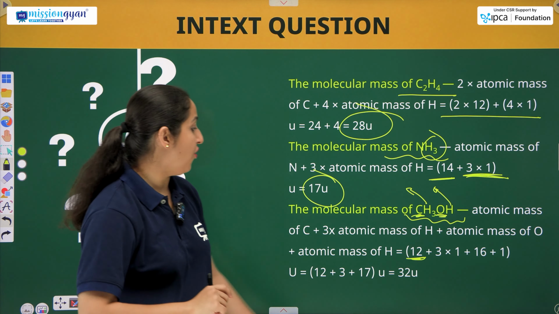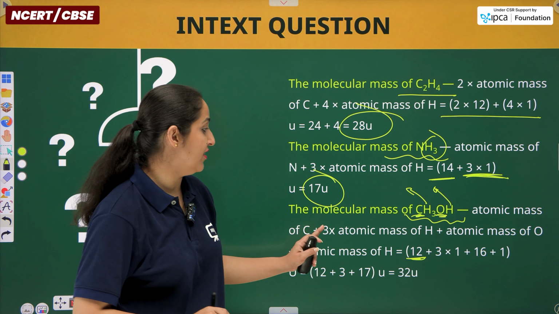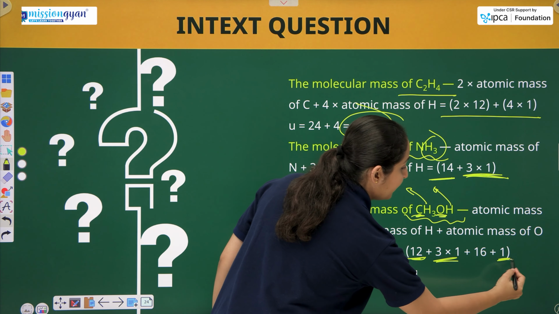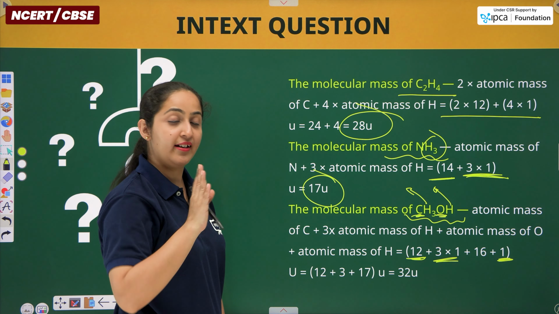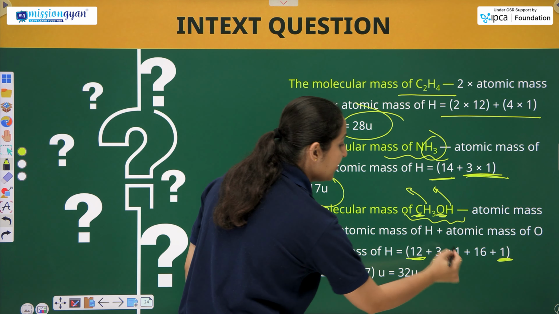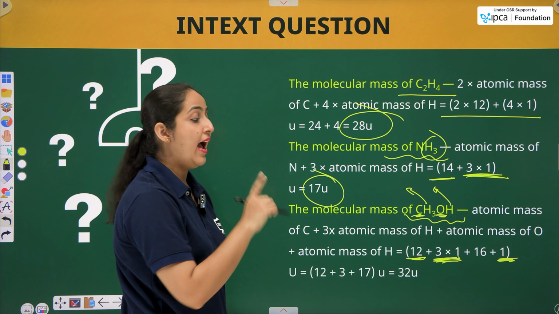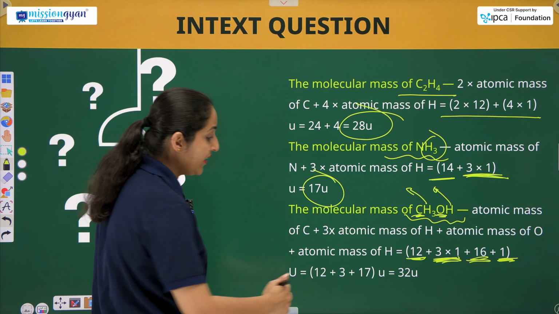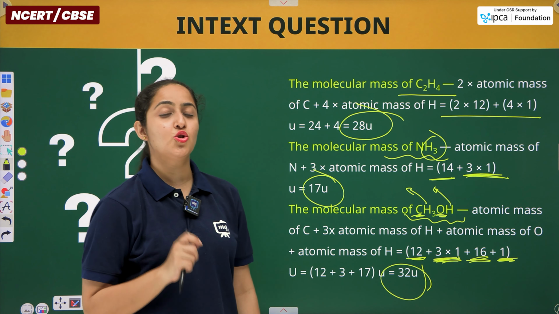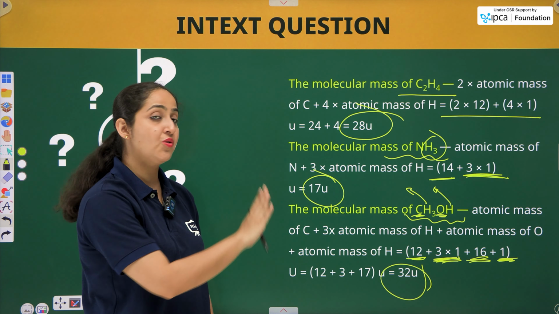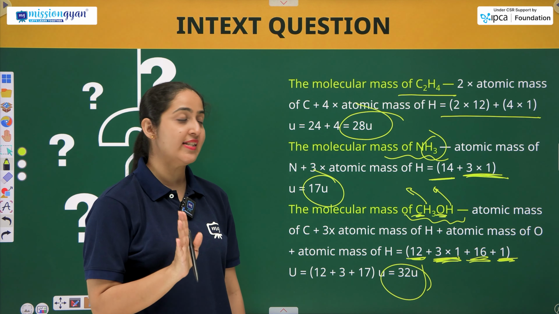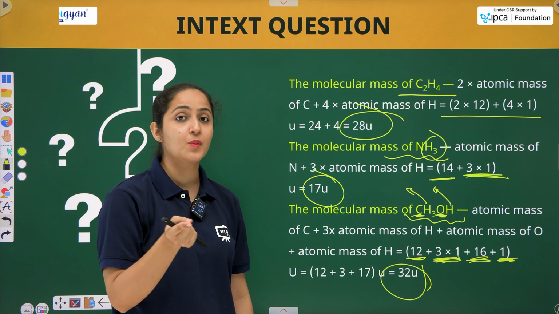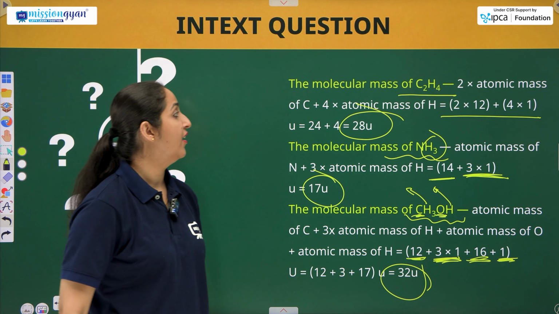The atomic mass for 4 hydrogen atoms. So again, we have these 3 into 1, 3 hydrogen atoms plus 1 here. So either you can write 4 into 1, that is also fine, or you can write separately 3 into 1 plus 1. And the atomic mass for 1 oxygen atom will be 16. So when you add them all together, you will get the answer as 32U. Got it, students? This is how you need to calculate. Simple calculations, very easy, but you need to remember how to multiply the number of atoms with the atomic masses of each.